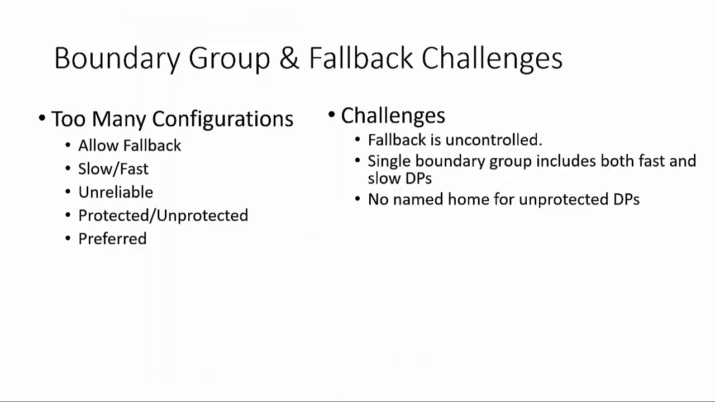And even after making all these changes, one of the biggest challenges is the lack of control on the fallback behavior. Another problem is the slow and fast DPs being part of the same group. You cannot really divide them and have a better control on it. You don't have a named home for unprotected distribution points.